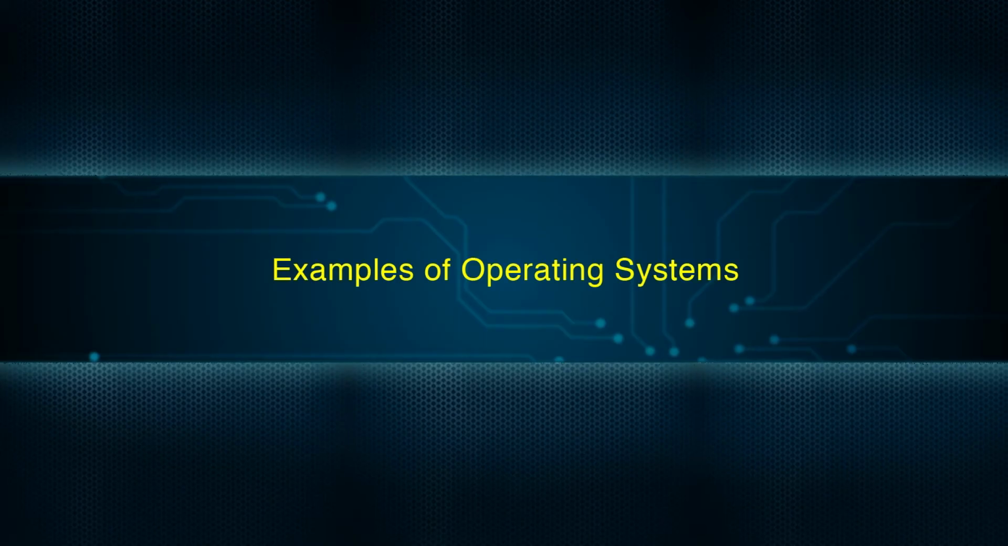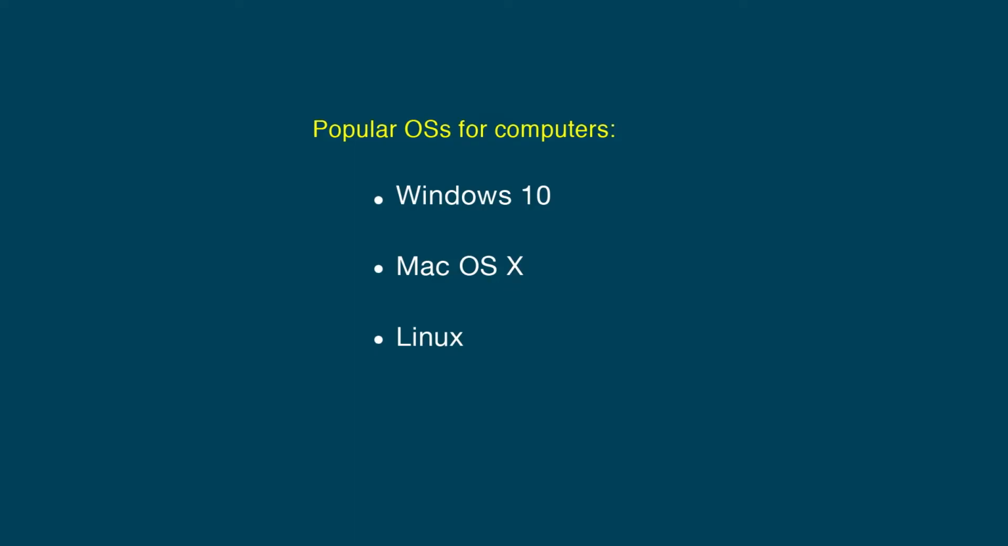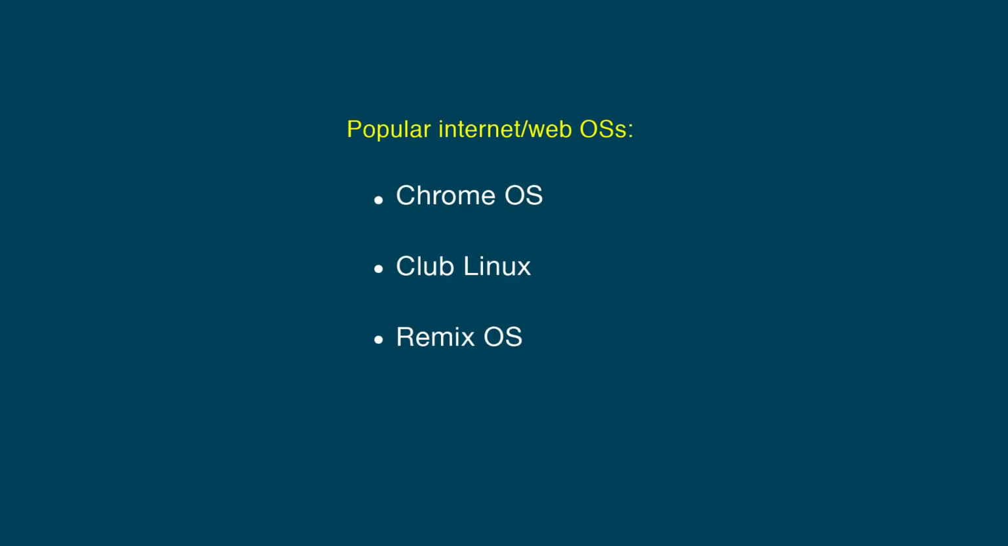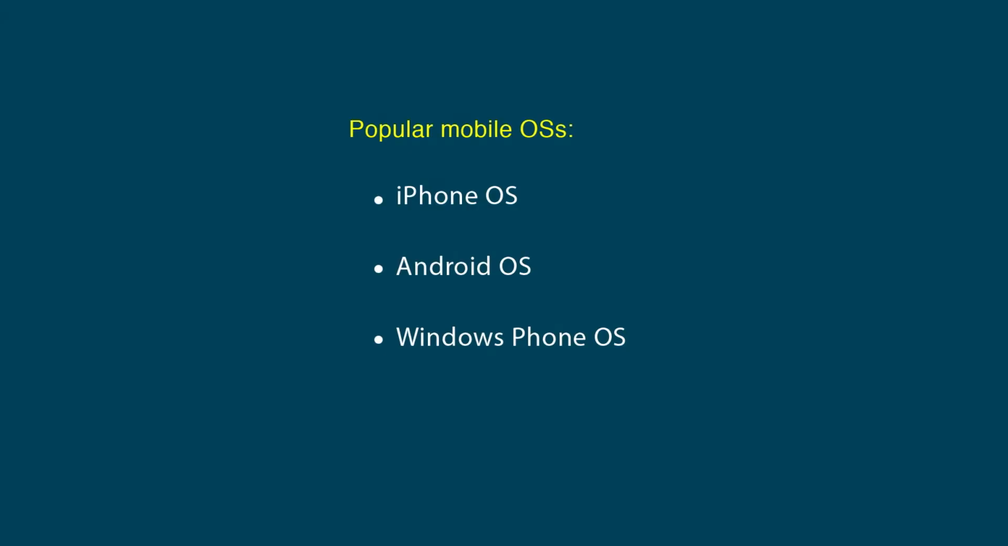Examples of operating systems. Popular operating systems for computers are Windows 10, Mac OS X, Linux, etc. Popular network server operating systems are Ubuntu Server, Windows Server, Red Hat Enterprise. Popular internet or web operating systems are Chrome OS, Cloud Linux, Remix OS. Popular mobile operating systems are iPhone OS, Android OS, Windows Phone OS, etc.